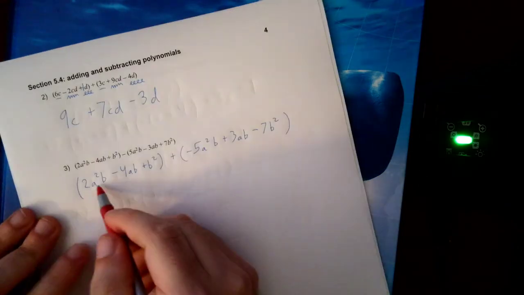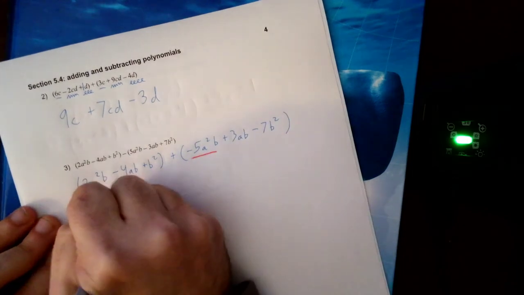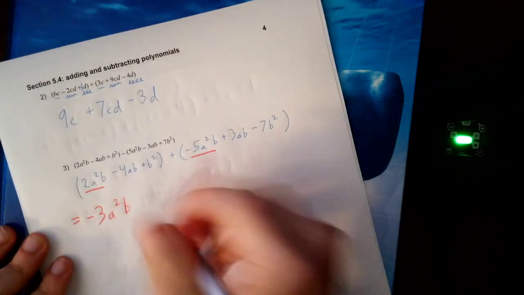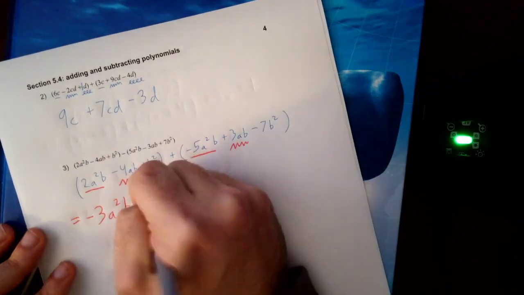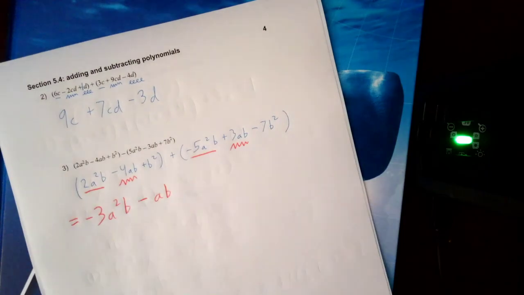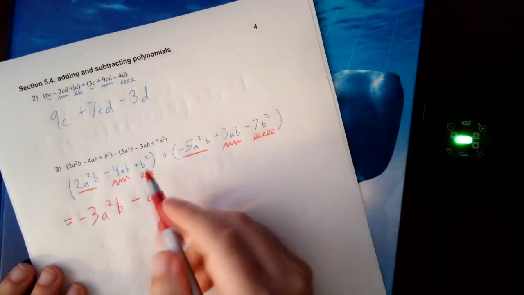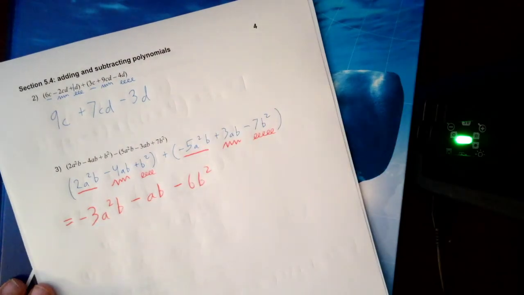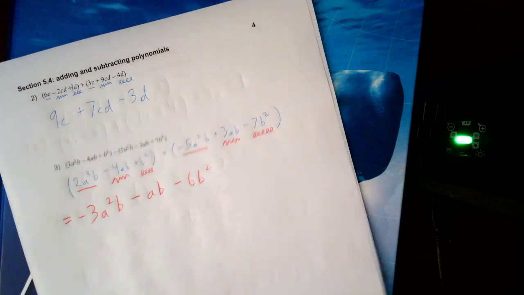Now, for like terms, a squared b, a squared b. All right, cool. These are like terms. 2 and negative 5 add up to negative 3. And that was a squared b. Let's look next. AB. I've got AB terms in both. AB and AB. Negative 4 and positive 3 add up to negative 1. You don't need to write the hidden 1, though. And then lastly would be b squared and b squared. B squared minus 7b squared is negative 6b squared. So this would be my final answer once I have combined my like terms for this set of polynomials.